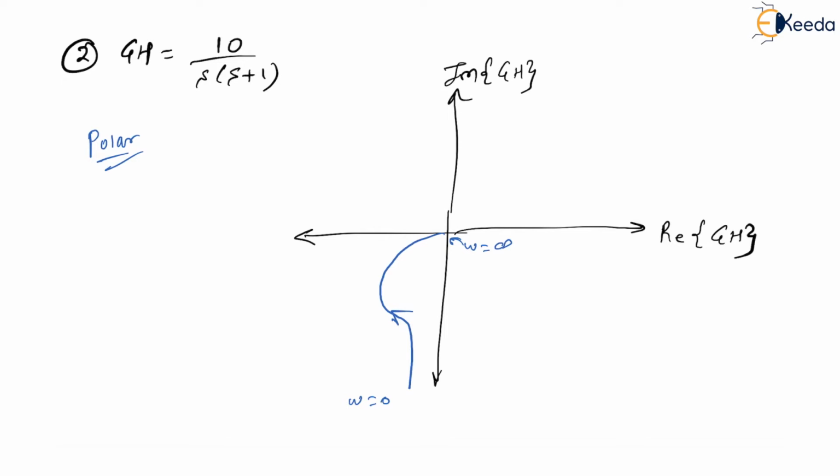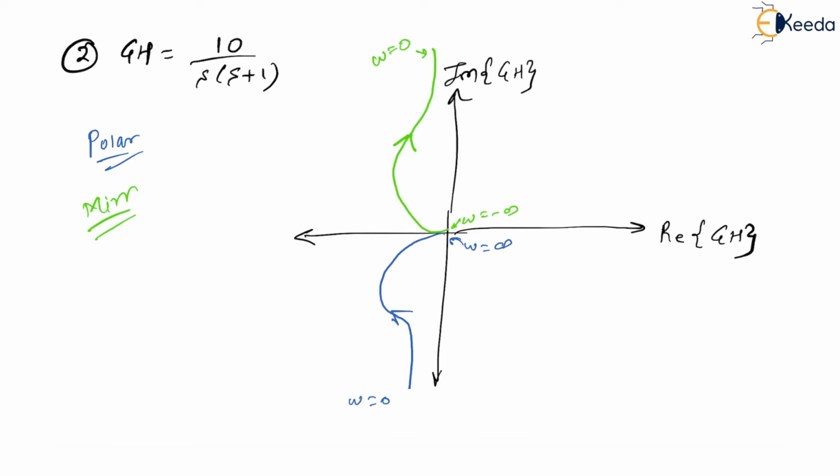Second step is what? Mirror image. How to draw the mirror image? Mirror image about this real axis, so it is going to be the mirror image. This is it, and this has to be continuous, so the direction has to be this direction. If you see, this is going to be omega equal to 0, and for this one it becomes omega equal to minus infinity.